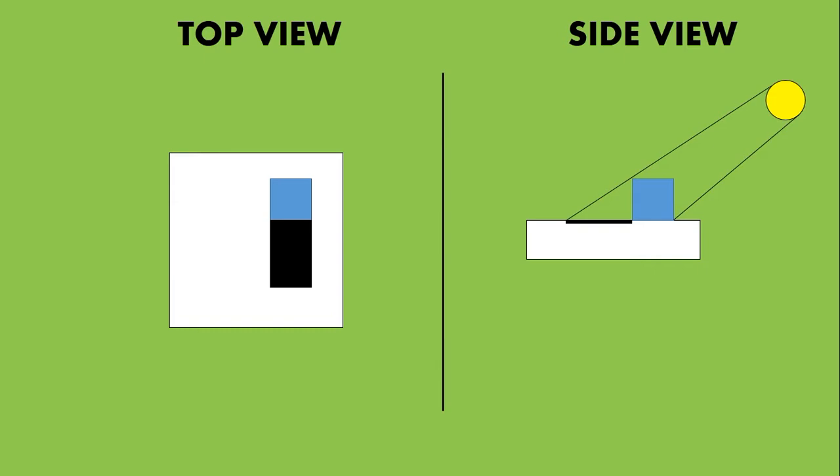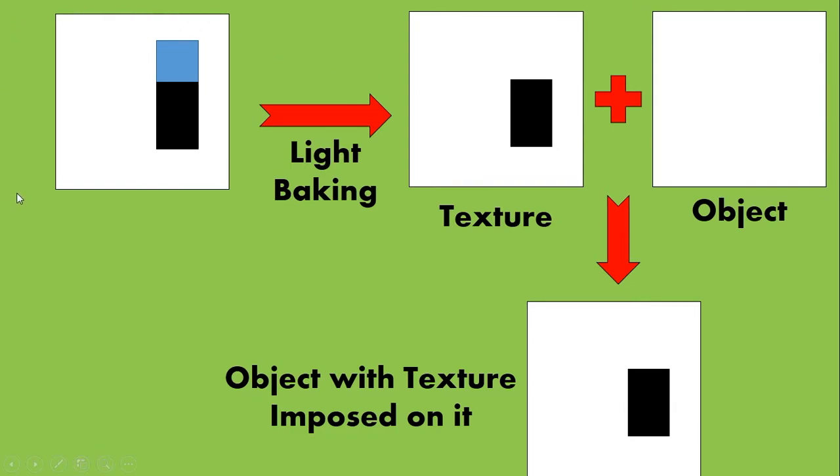After the calculation is done, Unity will create a texture for the object. Here, say the white object is the floor, and the blue cube is casting a shadow on it. Unity will create a texture which has this shadow as an image. So this is the texture for this object and it has a shadow on it, and this is the main white floor. Unity applies this texture on this object, and this is the final object with the texture applied on it.